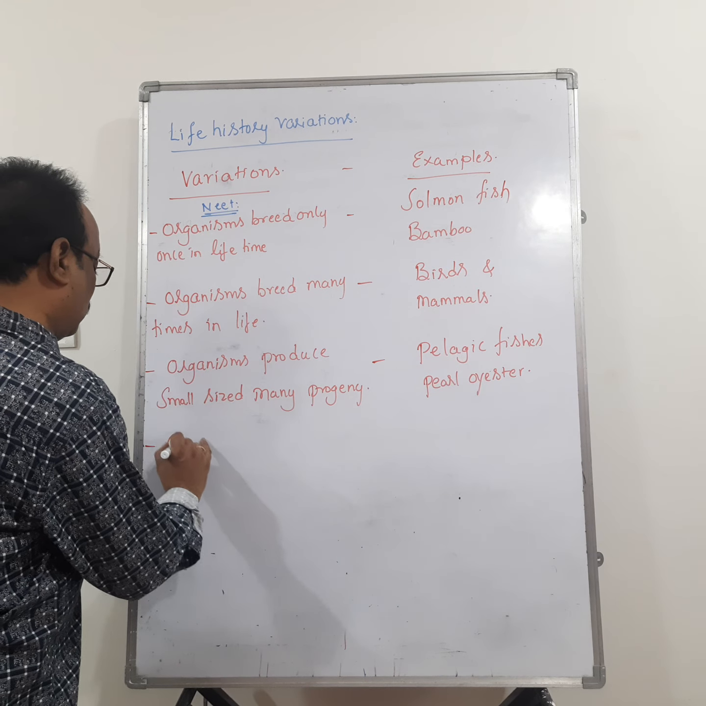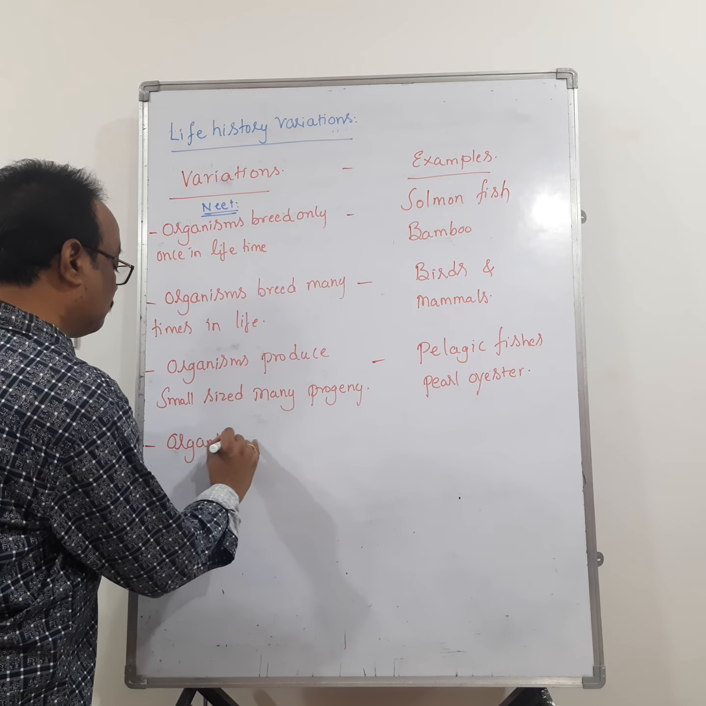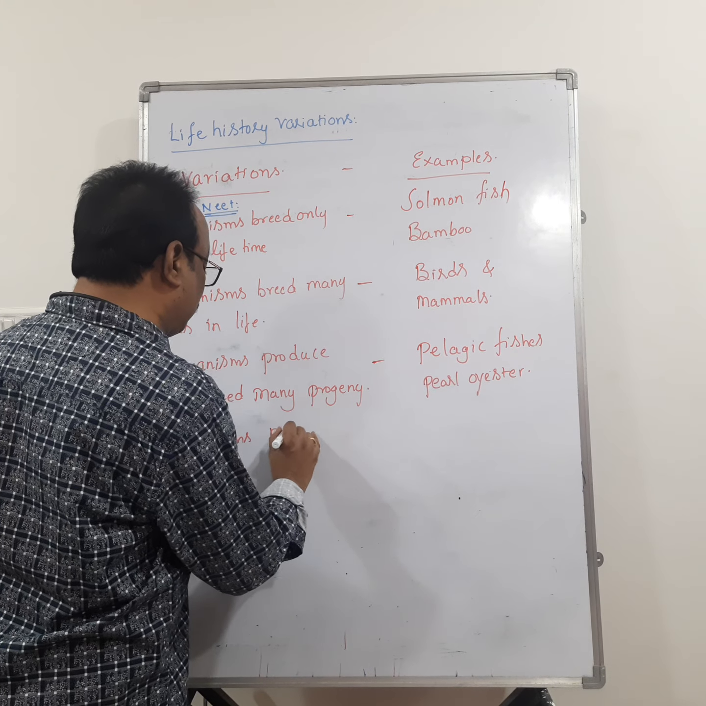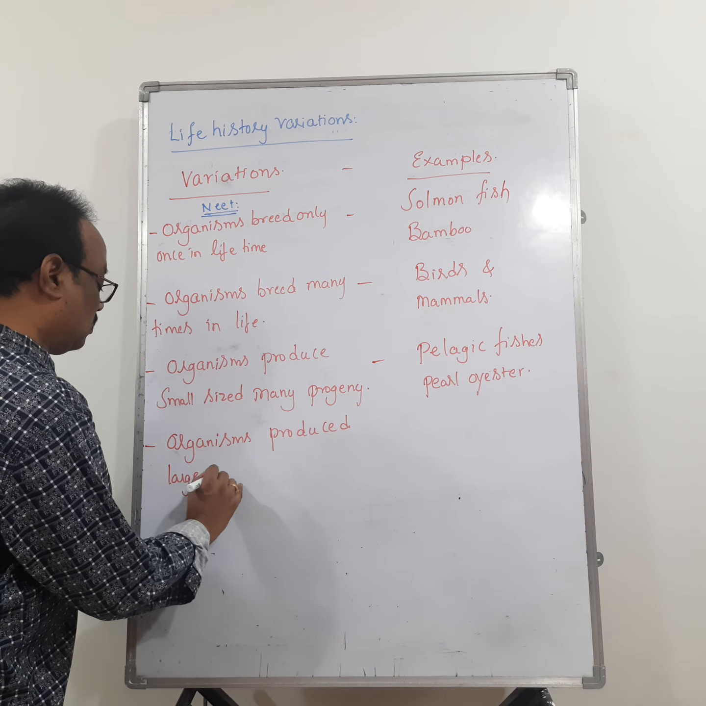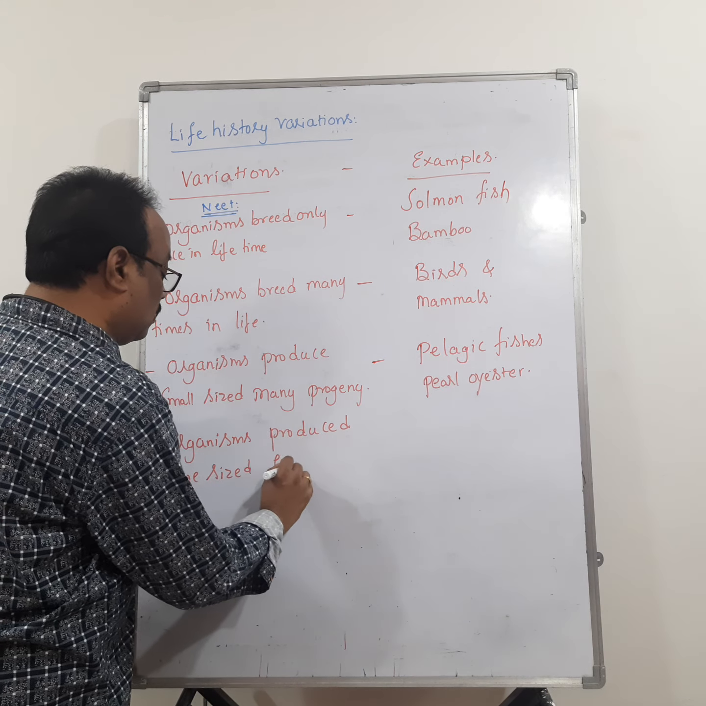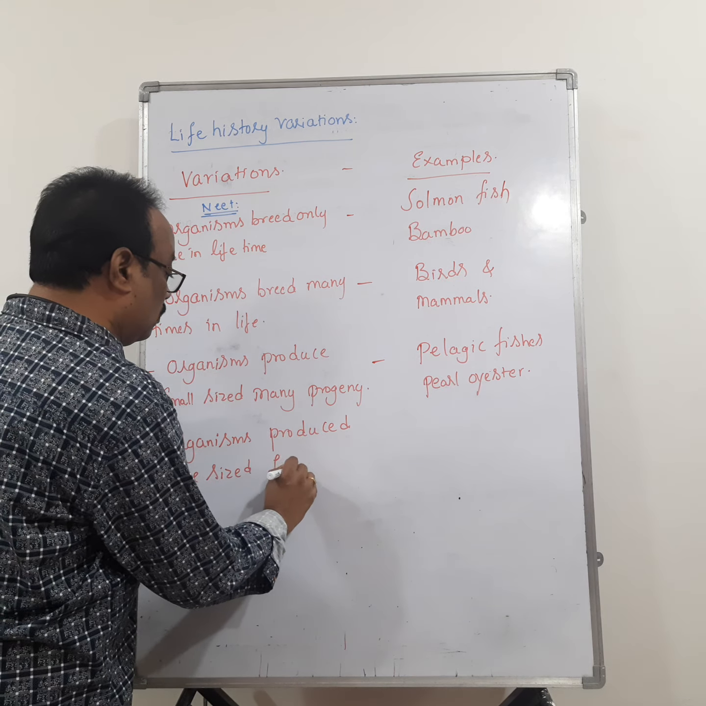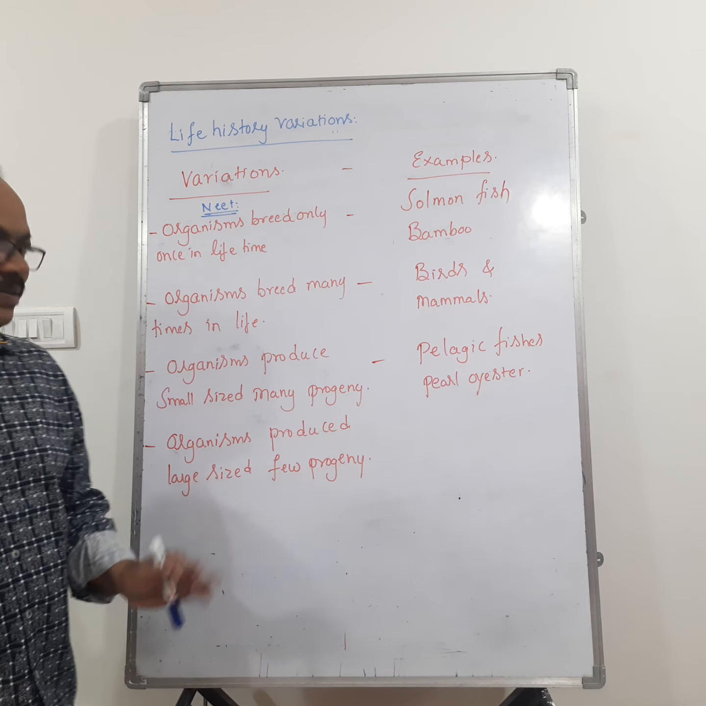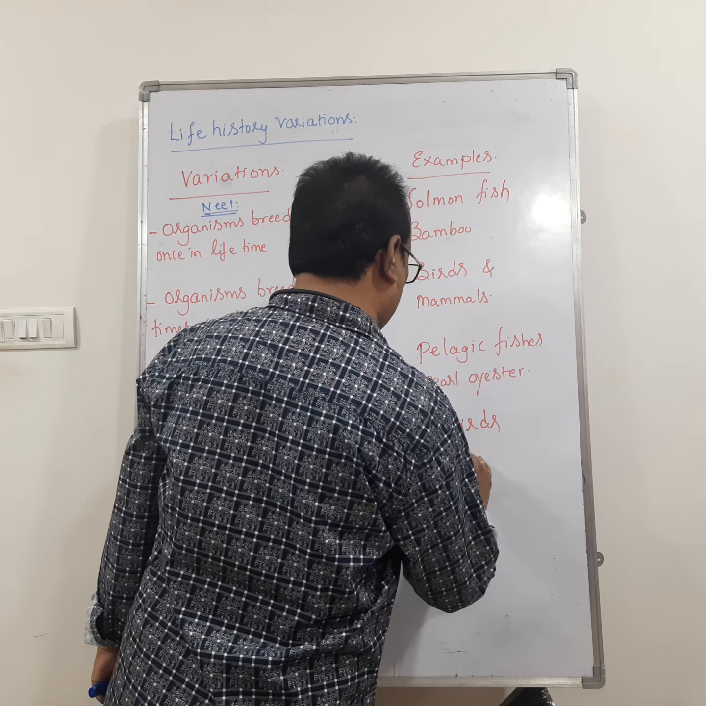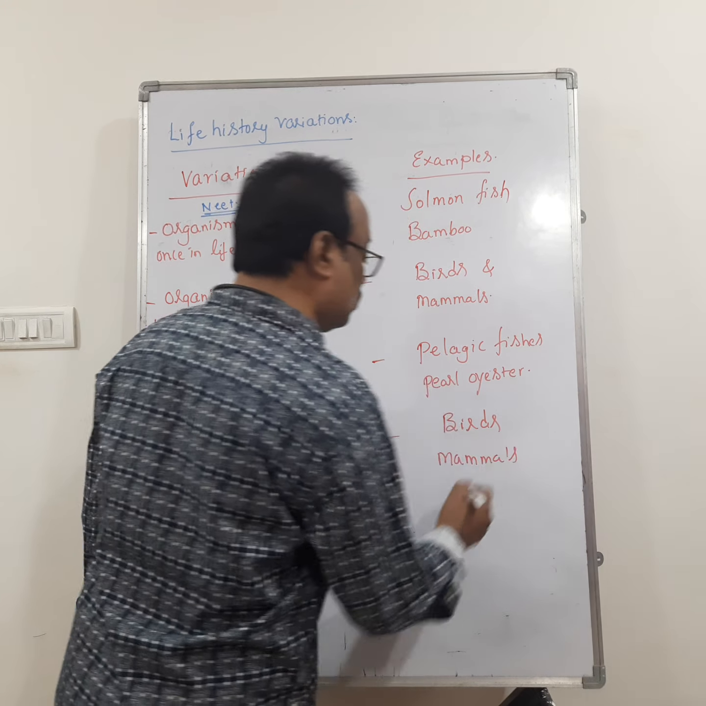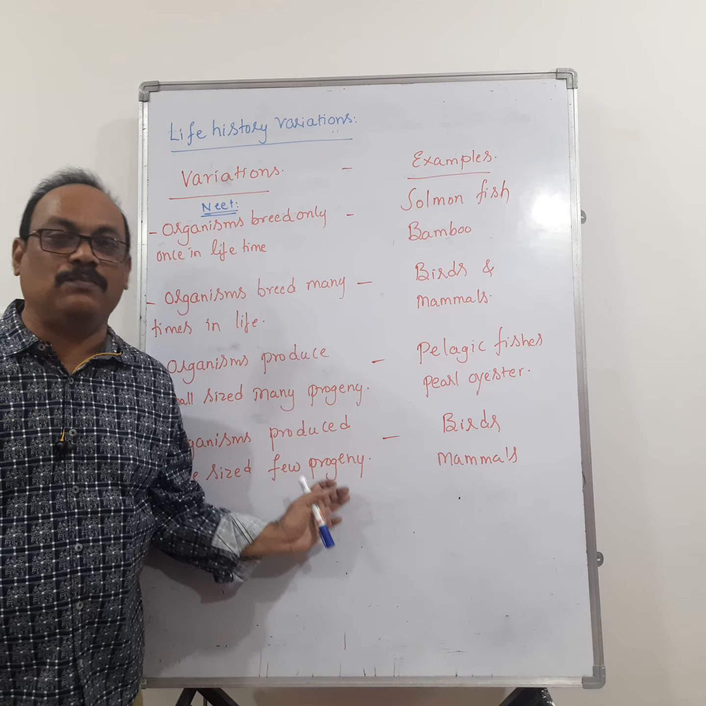Then organisms that produce large sized, few progeny. So the organisms are producing large sized progeny, but they are very few in number, that means very less number, one or two like that. So the examples are birds and mammals. Birds and mammals produce large sized but few progeny.